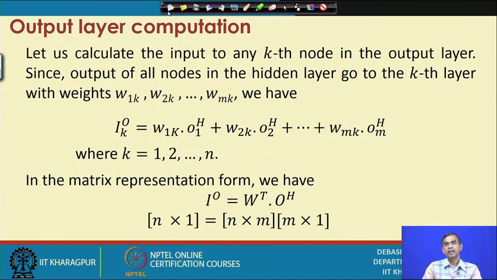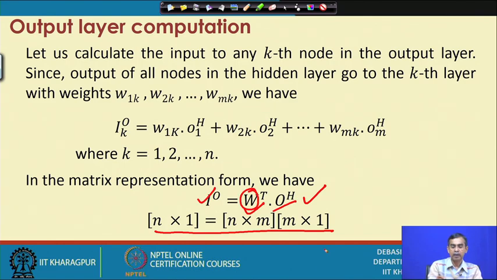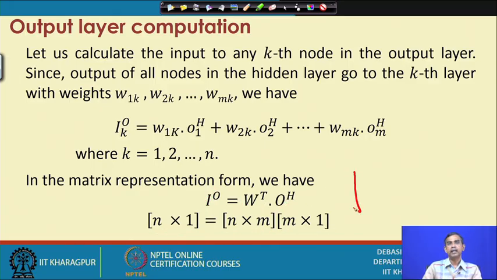Now, this expression can be expressed in matrix representation. I_O denotes all the inputs at the output layer, and it can be expressed as the transpose of the weight matrix multiplied by O_H, the output of the hidden layer. We have already learned how to get this output of the hidden layer. This is an n cross 1 matrix, this is n cross m, because W is an m cross n matrix, and this is an m cross 1 matrix. This is the input computation at the output layer, also called the output layer computation.